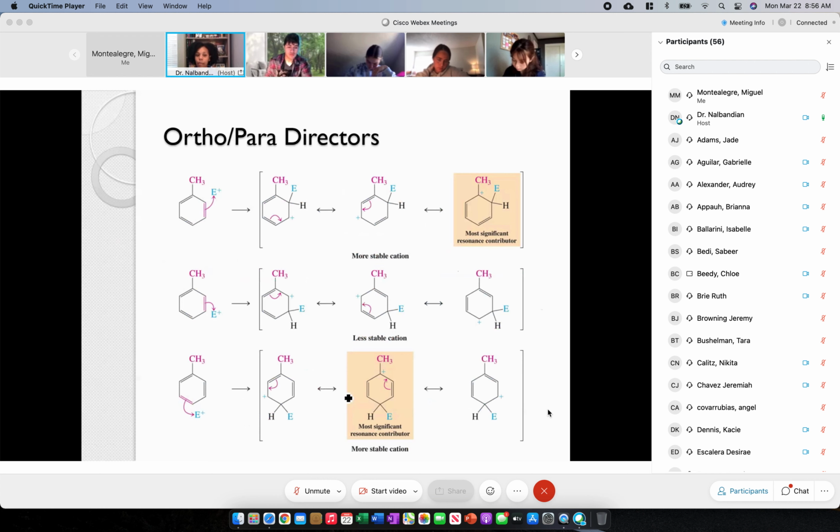The first step, right, is to attack an electrophile. When we attack an electrophile, we end up with these resonance forms. Look at our resonance forms. We end up with one here that is a tertiary carbocation. So we know that that's going to be most significant because here we have secondary, here we have secondary. If we look at our addition in the para position, again, we get another tertiary carbocation.